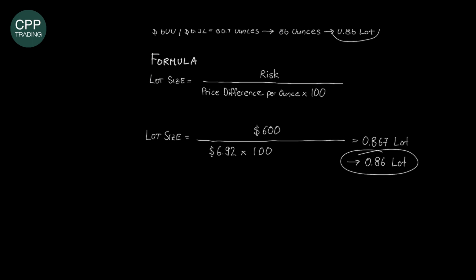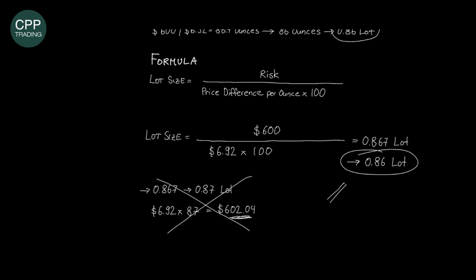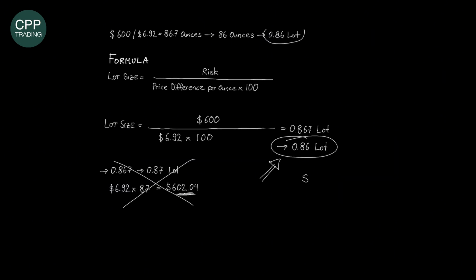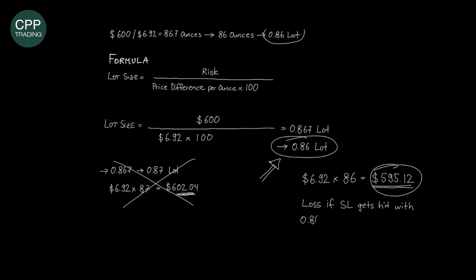And here is why. So for example, if we take the 0.867 rounded up to 0.87 lot, 6.92 times 87, because 87 ounces, we get $602.04. So $602 would actually exceed our risk of $600. That's why you always have to round down the lot size and never round it up, because if you're rounding it up, you're actually going to exceed your risk, and depending on how much you're trading, it will be a small difference or a big difference.